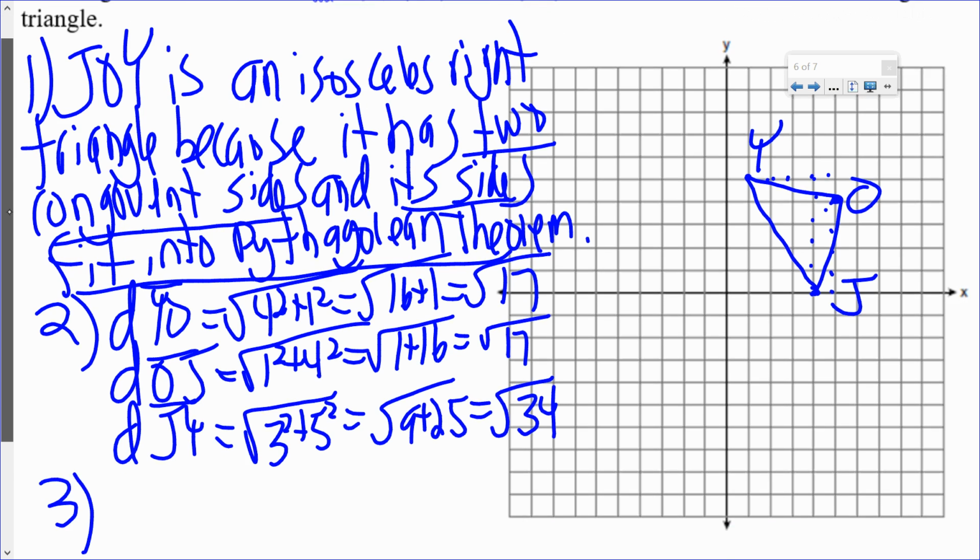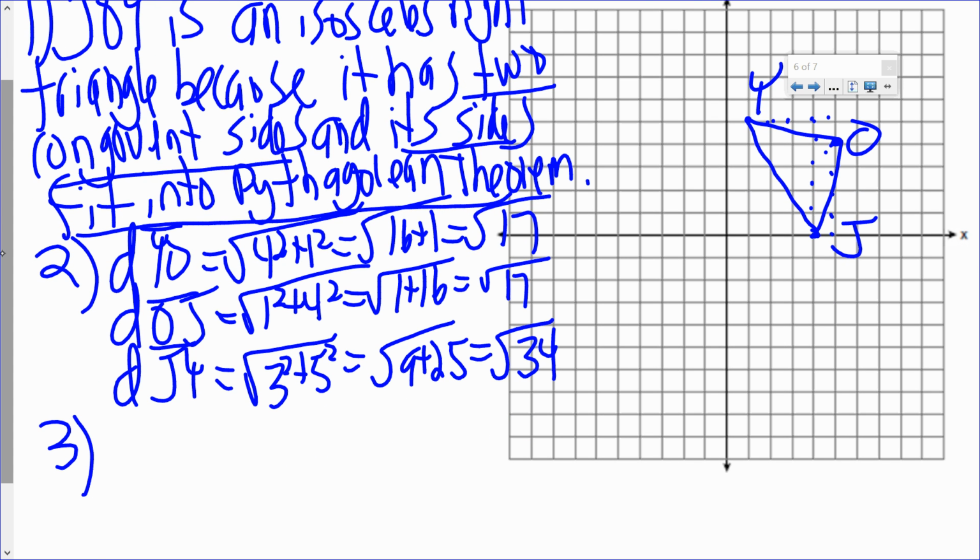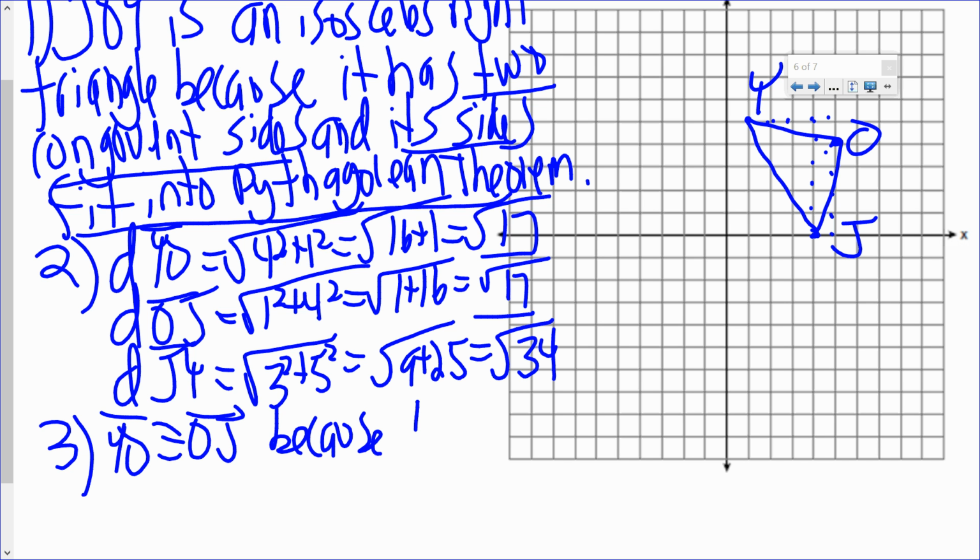Okay, so in part 1, I said it has two congruent sides. Well, these two are congruent. YO is congruent to OJ because they have the same distance.